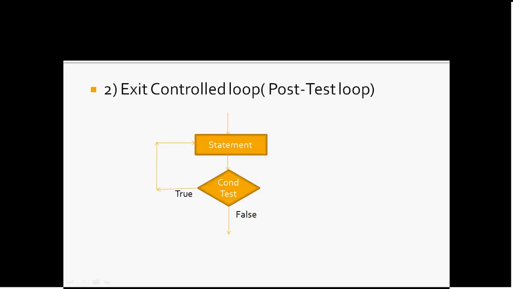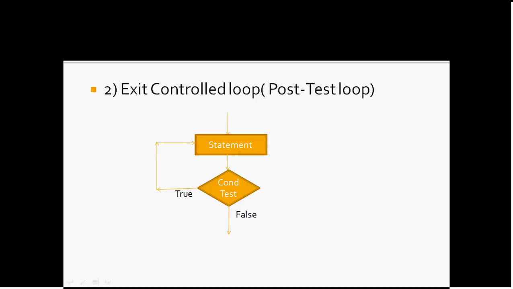Second, the exit control loop, which is also known as post-test loop. In the post-test loop, the statement will be executed once and then the condition will be tested. If the condition is true, then the statement will be executed again, and if the condition is false, then the control will transfer to the next line following the while statement, right?